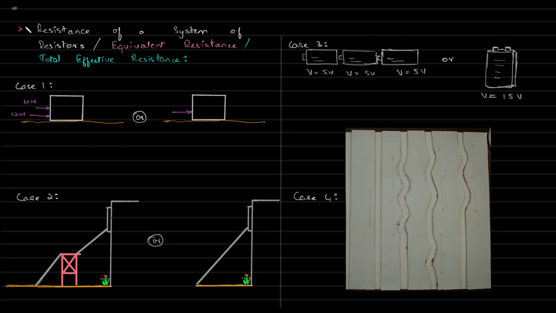Let's begin with our new topic called resistance of a system of resistors, or equivalent resistance, or total effective resistance. The key idea here is about replacing.